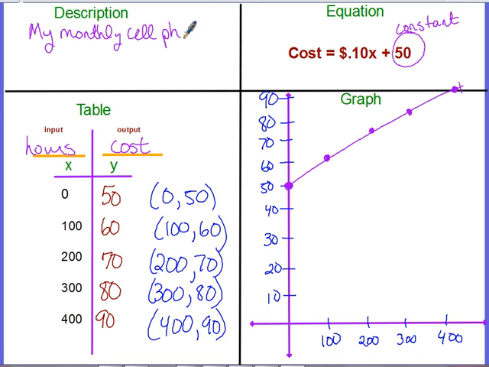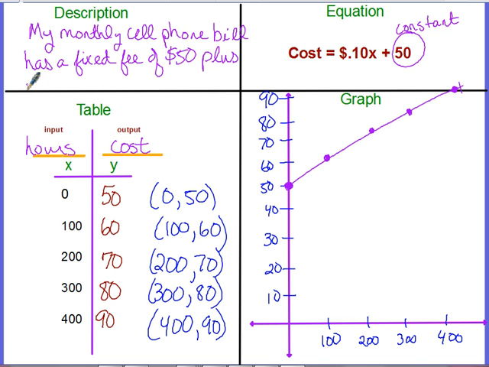I'm going to say my monthly cell phone bill has a fixed fee, that's my constant, of $50 plus it costs 10 cents for each hour of talking. Okay, again, the situations, the descriptions are going to vary.